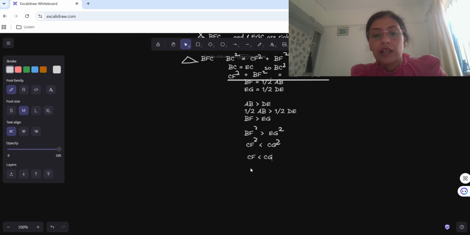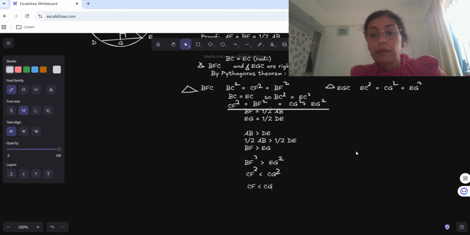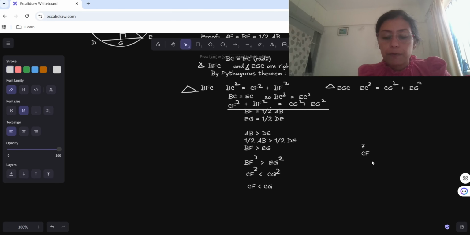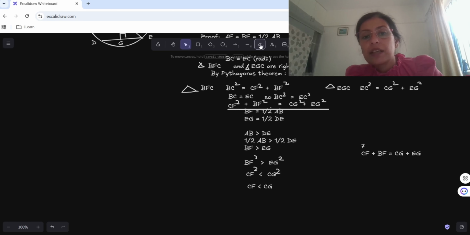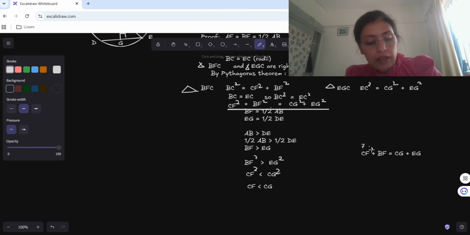Okay. Now this may be a bit confusing, so I'll just show with some numbers here. For example, we take the number 7. Now I say that, for example, CF plus, I'm not squaring it, I'm just taking the individual values, CG plus EG, okay? Or even if we are taking the squares, it is fine.